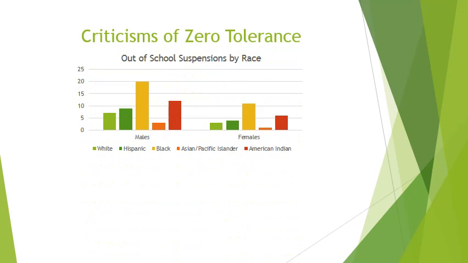Other than severe punishments zero tolerance policies offer, there are other problems. Multiple studies show that zero tolerance targets minorities, particularly African Americans. According to the Office of Civil Rights, the percentages of students that face suspensions are African American, both males and females, followed by American Indians, Hispanics, whites, and Asian or Pacific Islanders.